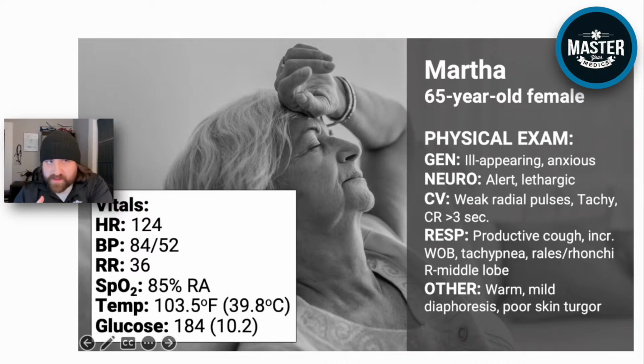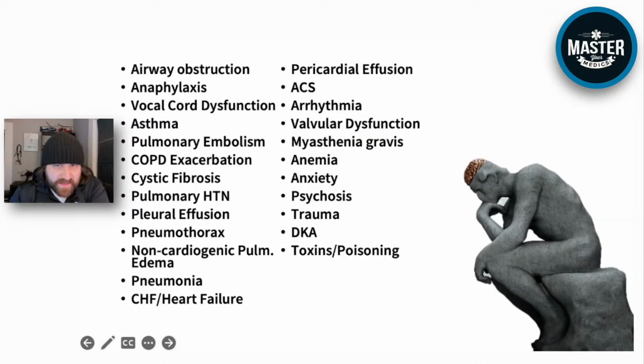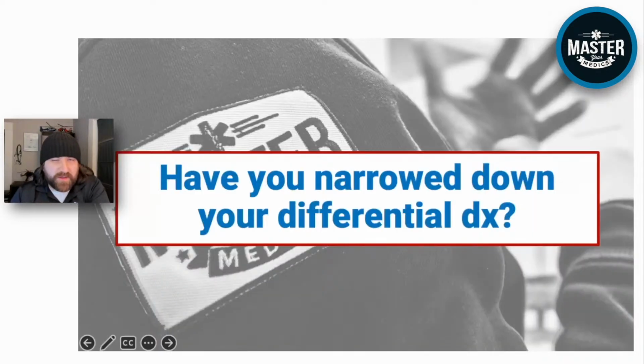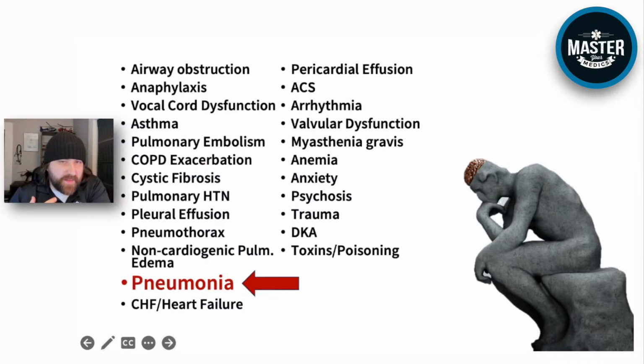And your partner grabs some vital signs for you, and she's tachycardic, she's hypotensive, she's tachypneic, her SpO2 is low, she's hypoxic, she has a fever of 103.5, her glucose is a little high. She's sick. So let's take a second and think about those differentials, right? What are you leaning towards now? To me, I'm thinking an infectious route, specifically a severe pneumonia. So let's talk about that.